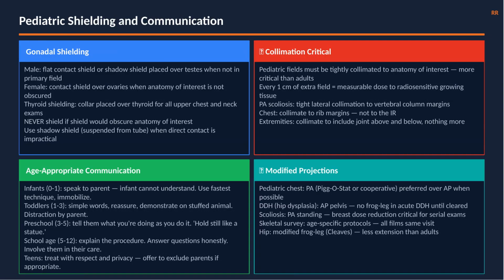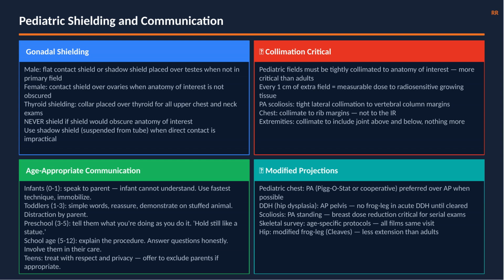Gonadal and thyroid shielding, applied on every appropriate exam. Male, flat contact shield or shadow shield over the testes when they are not in the primary field. Female, contact shield over the ovaries when it does not obscure anatomy of interest. Thyroid collar, for all upper chest and neck examinations. Shadow shields, suspended from the tube collimator, are used when direct contact shielding is impractical. Never shield if the shield would cover the anatomy of clinical interest.